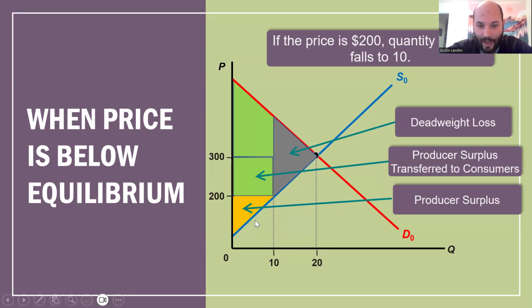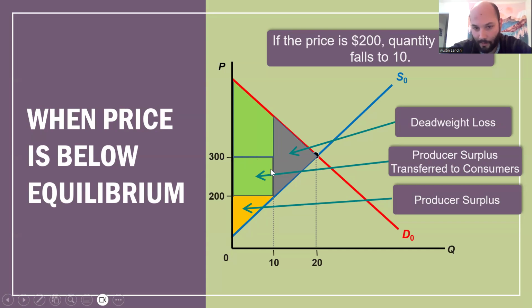We can see that for producer surplus at the lower price and lower quantity, this triangle, the yellow one, is very clearly smaller than producer surplus was before. Producer surplus before would have been this larger triangle up to the equilibrium price and quantity. Right, so producer surplus has definitely fallen.